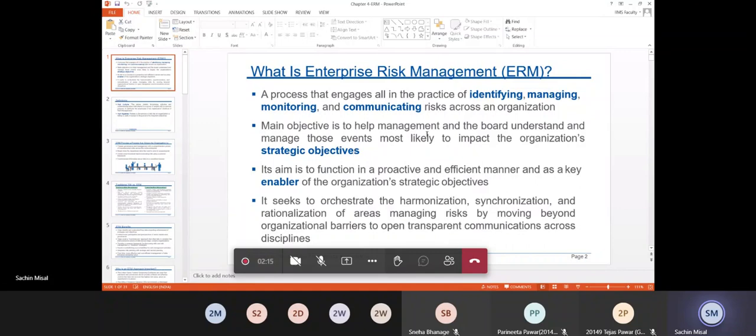So what is enterprise risk management? In the syllabus we have ERM. So what is meant by ERM? That is what we are going to discuss today. In an enterprise, there will be risk.